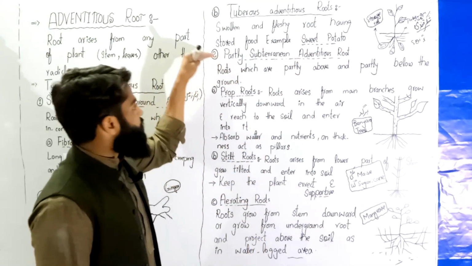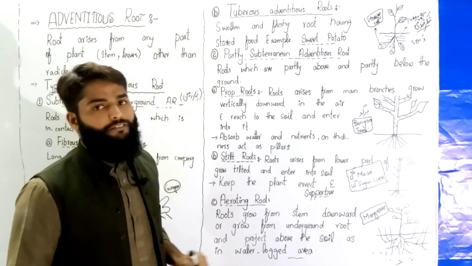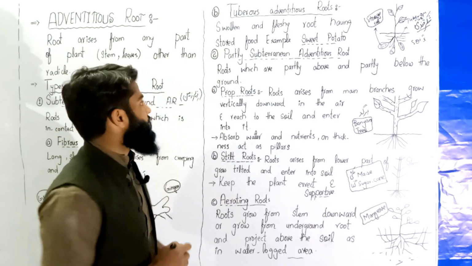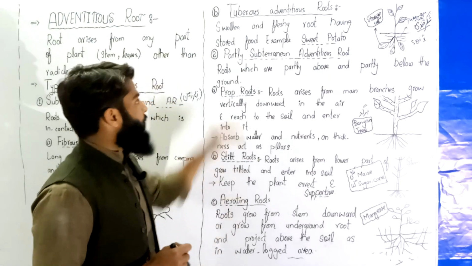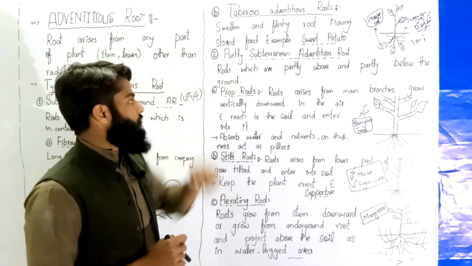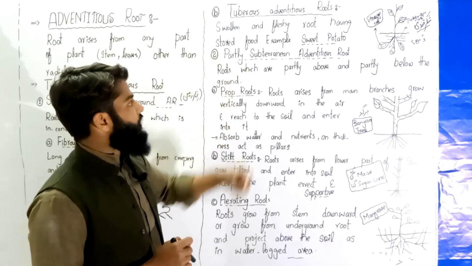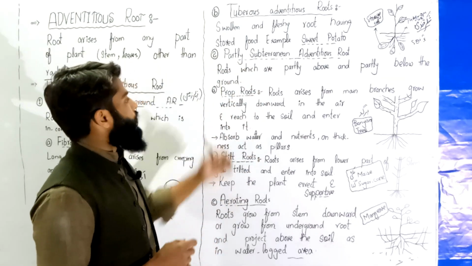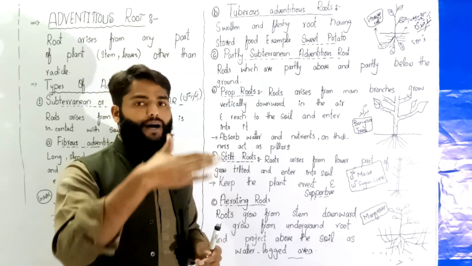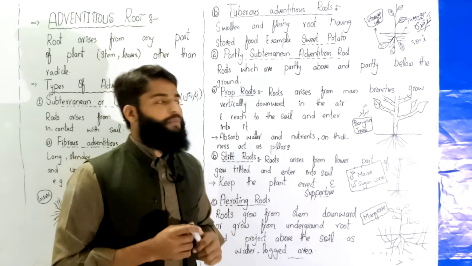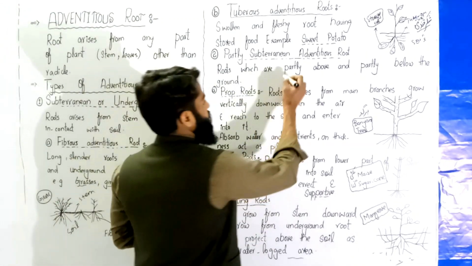So the next type of the adventitious root is partially subterranean adventitious root. Partially means half. If we see the definition of these roots, we can define them as the roots which are partially above and partially below the ground. Partially means half.